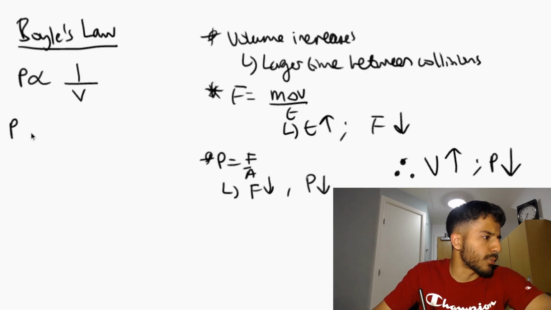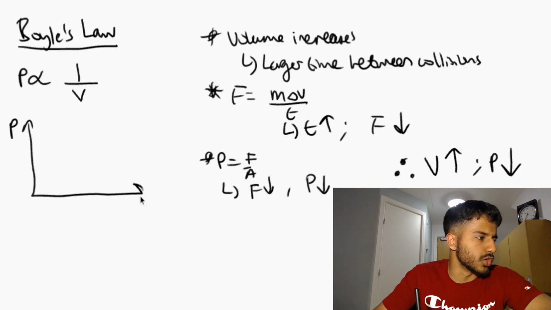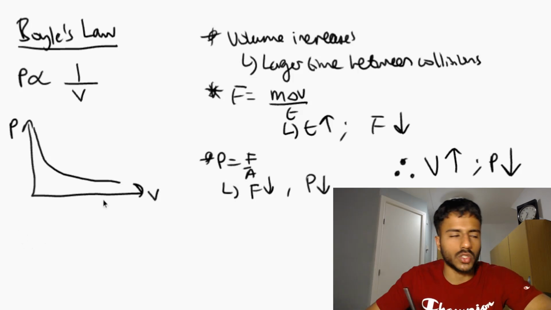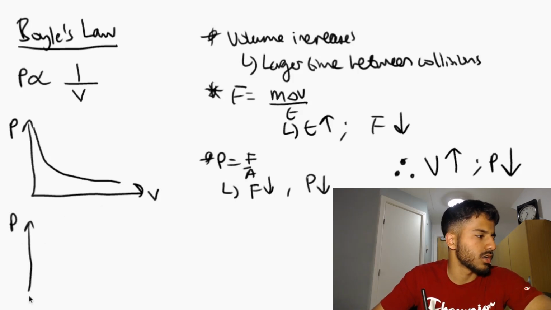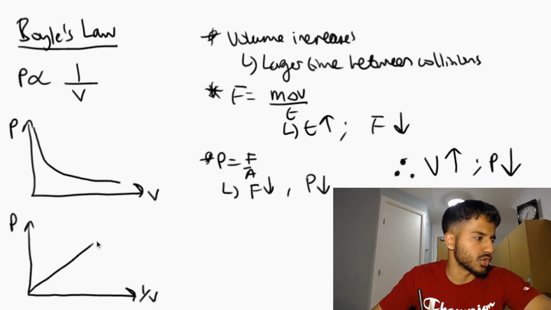So if you were to plot a pressure versus volume graph, you'll see that it has this 1 over v relationship. And if you wanted to make it a straight line, you could actually plot pressure against 1 over volume, and that way you can get your straight line.